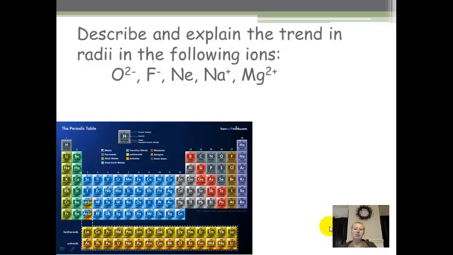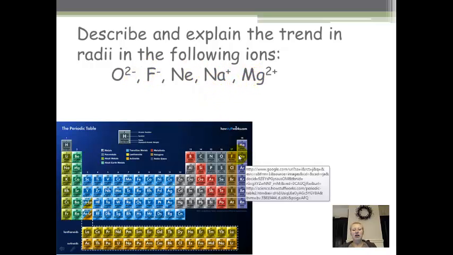Okay, so describe and explain the trend in radii in the following ions. So you have oxide, fluoride, neon, sodium, and magnesium. So if we compare neon, which is neutral, to sodium, which is positive, and magnesium, which is positive too. So magnesium now has 12 protons pulling only 10 electrons. Sodium has 11 protons pulling 10 electrons. Neon has 10 protons pulling 10 electrons. Fluorine has 9 protons pulling 10 electrons. And oxide has 8 protons pulling 10 electrons.